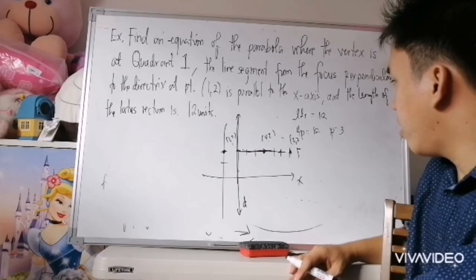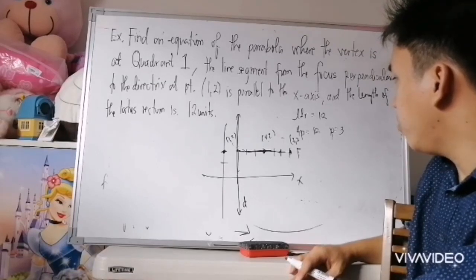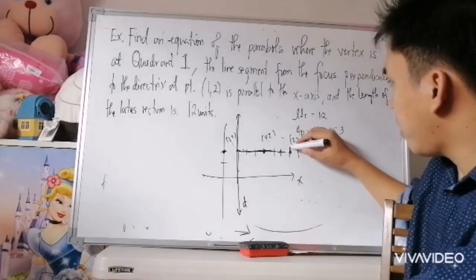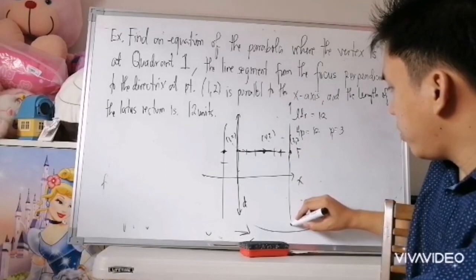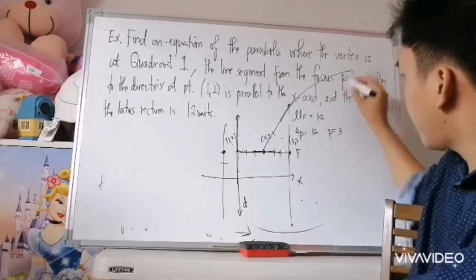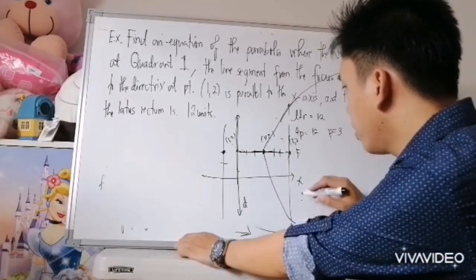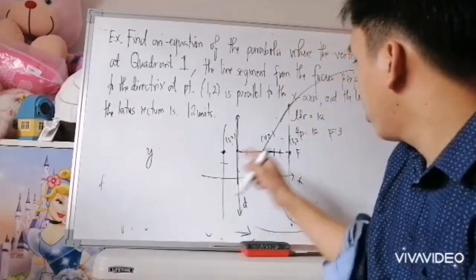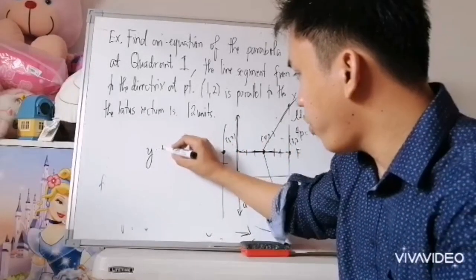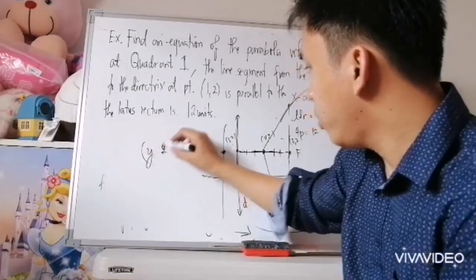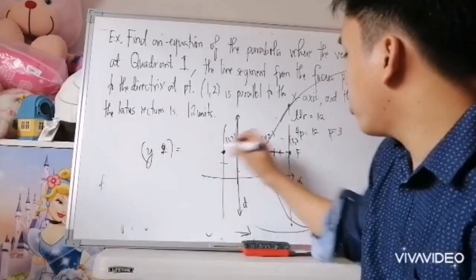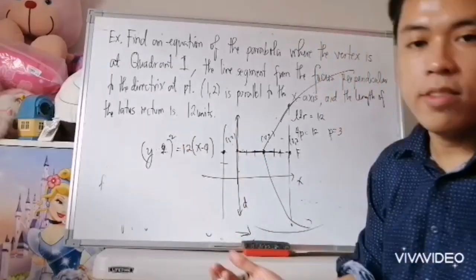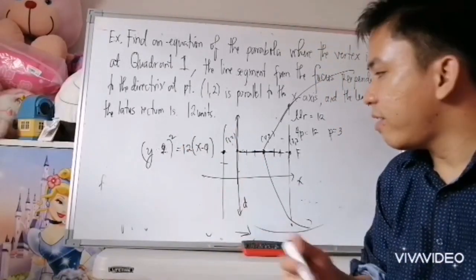So you already have the length of the latus rectum, and you already have the vertex. Let's say this is 6 units here, 6 units here. So this is how your graph looks like. The equation will be (y − k)², your k is 2, equals 12(x − 4), where h is 4. So that's the equation of your parabola. It's as simple as that.